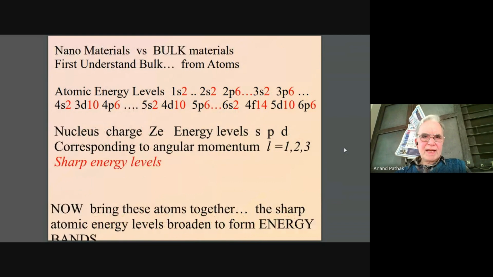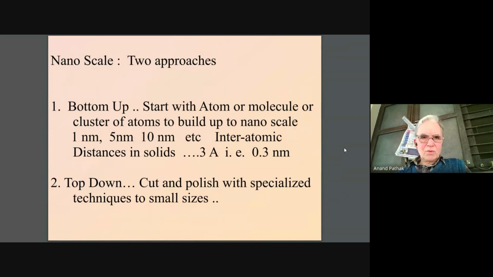For nanomaterials, there are two ways: bottom up and top down. This is atomic energy levels. Bottom up is depositing material from one atom to another, and top down is cutting and polishing. In each case, you have to go to the nanometer scale. Bottom up starts from an atom, and top down starts from a bulk material.